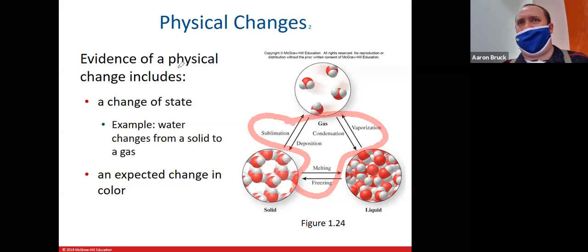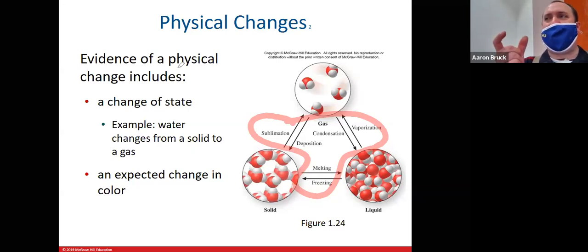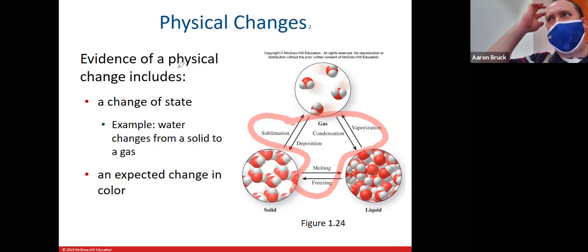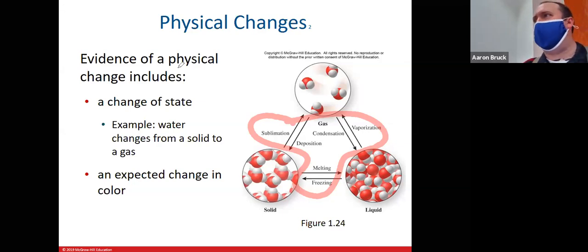If I'm dyeing Easter eggs, I've got a white egg, I put it into the dye, it comes out blue. Well, that made sense because the dye was blue as well. If I take my favorite kind of Mountain Dew and mix it with water, it's going to turn the water the same color that the Mountain Dew was. That's an expected change. A colored substance changes a non-colored substance into a diluted version of the colored substance. Those are all expected changes in color. Those are all physical changes as a result.